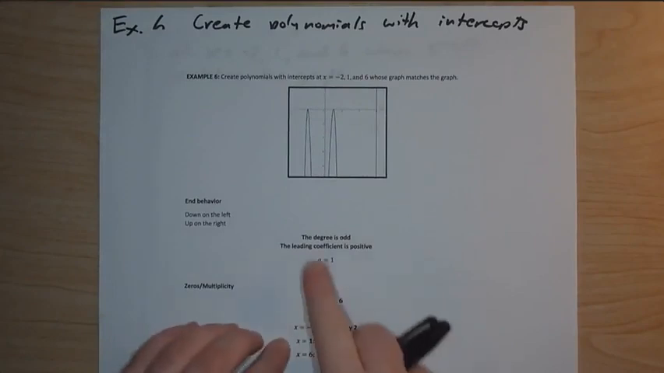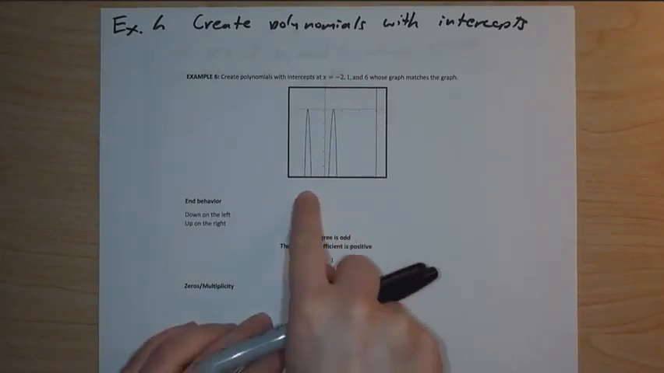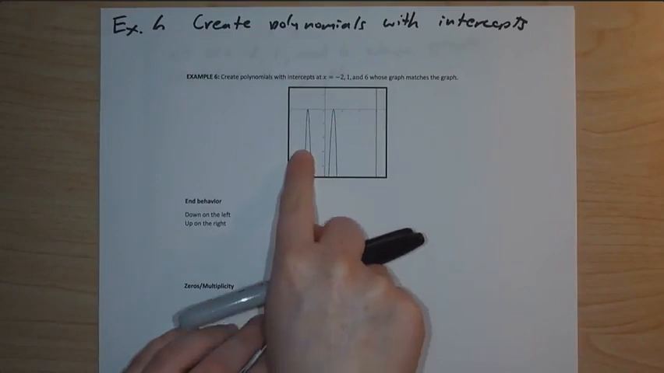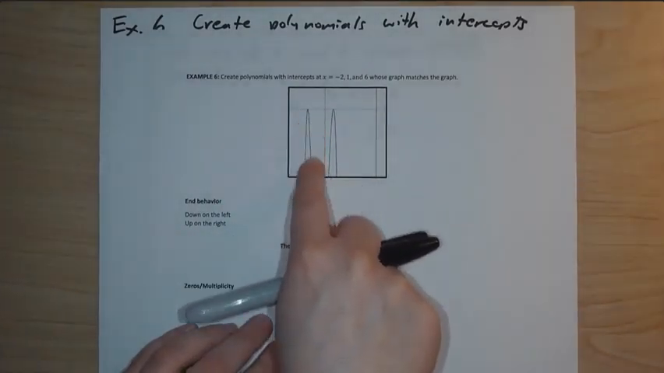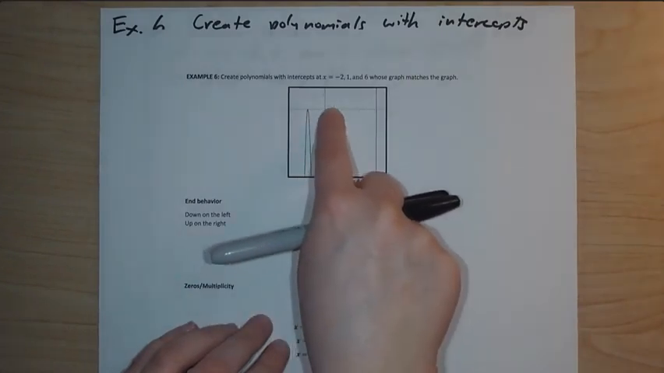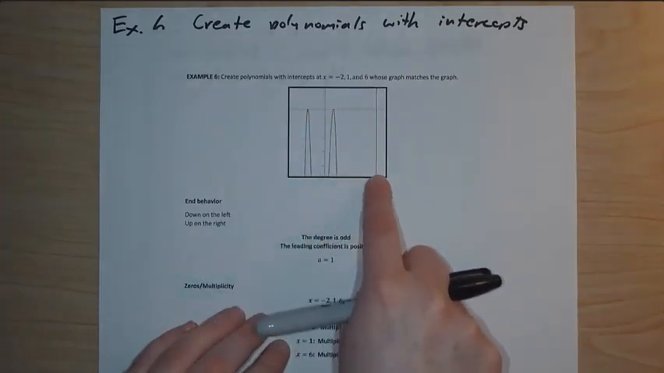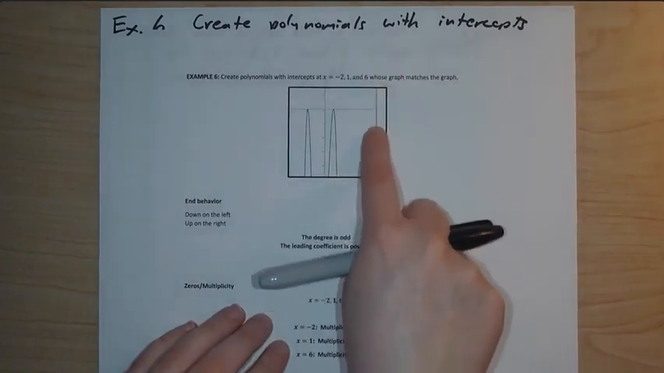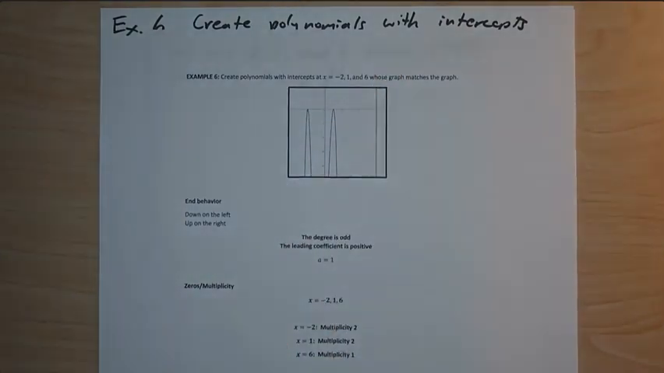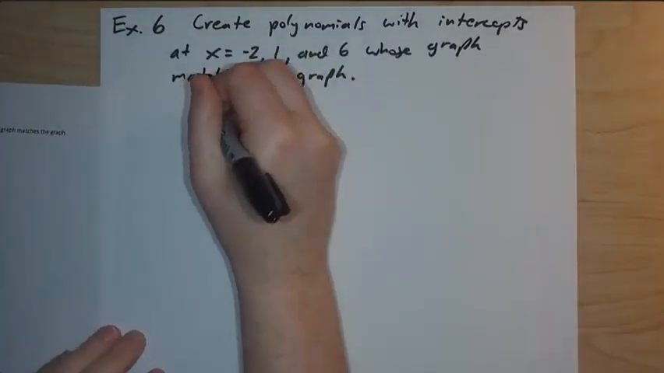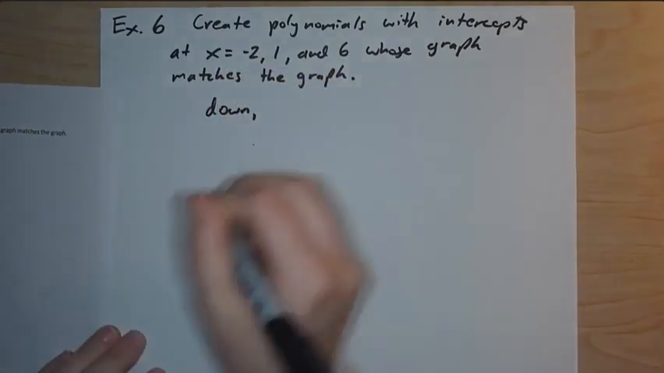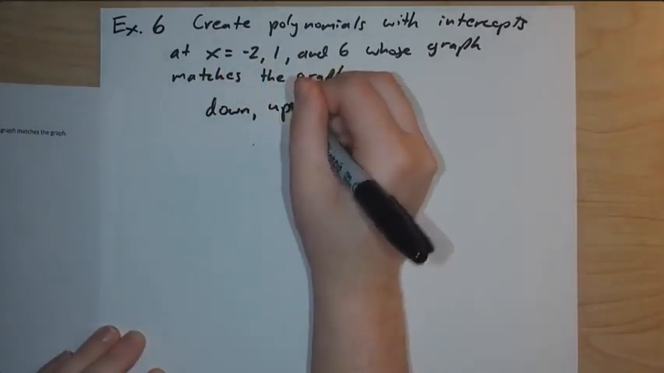So first we're going to look at the general behavior of the graph. We see that it starts downwards. It comes from the downward direction, bounces off at this 0, comes up to this 0, bounces off, and then it goes up on the right, and it goes straight through. So because it starts down from the left and up on the right, I'm going to write it goes from down and it comes up.